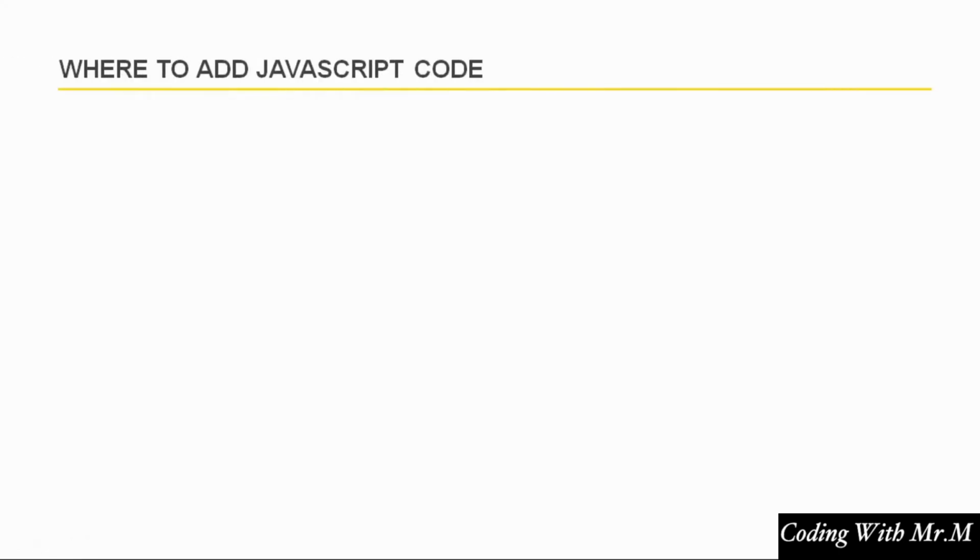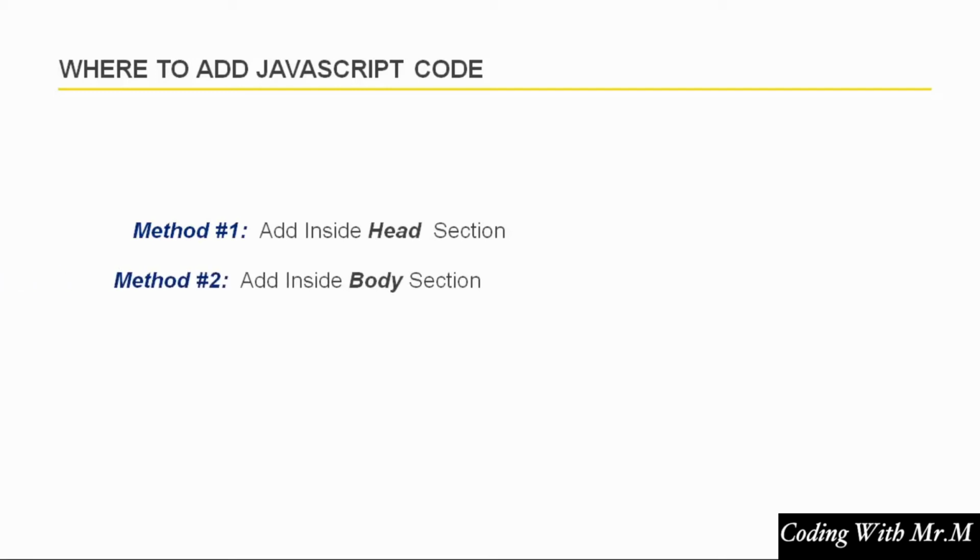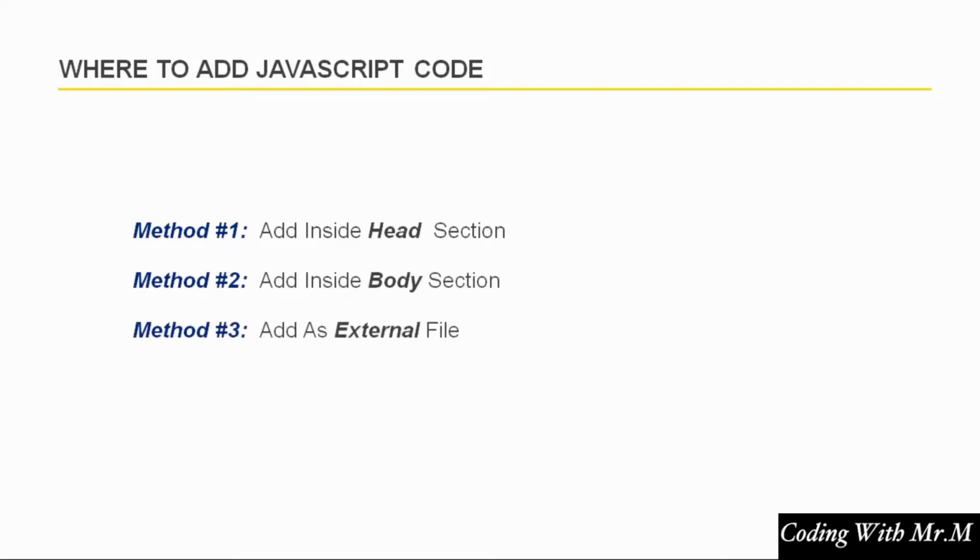Hi, welcome to this video. In this video, I will show you where you can add JavaScript code into your web page. There are three methods to add JavaScript code to your web page. The first one is adding JavaScript code inside the head section of HTML document. The second one is adding it inside the body section of HTML document. And the third one is adding JavaScript code as an external file. Let me walk you through each of these methods.